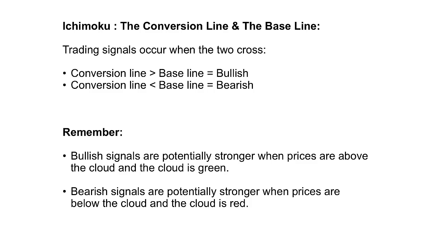So let's get into a bit more detail around the conversion line and baseline. If the conversion line is greater than the baseline, it's bullish, and vice versa, conversion line less than the baseline, bearish. And remember, bullish signals are potentially stronger when prices are above the cloud and the cloud is green, and bearish signals are potentially stronger when prices are below the cloud and the cloud is red. Note on the colours there, I'm using green for bullish, red for bearish, but these days you can change the inputs to whatever colours you fancy.